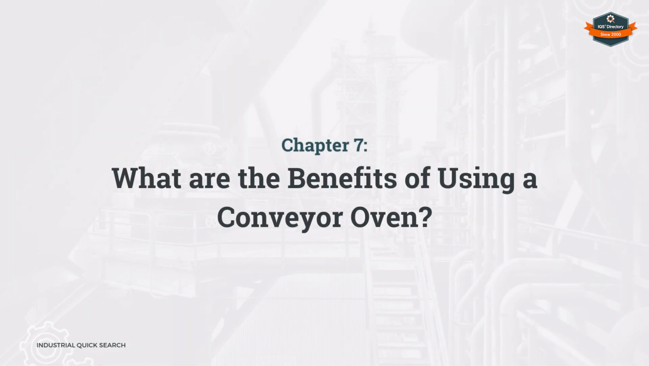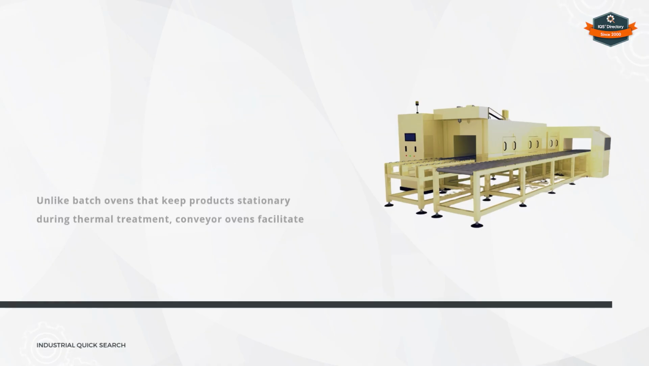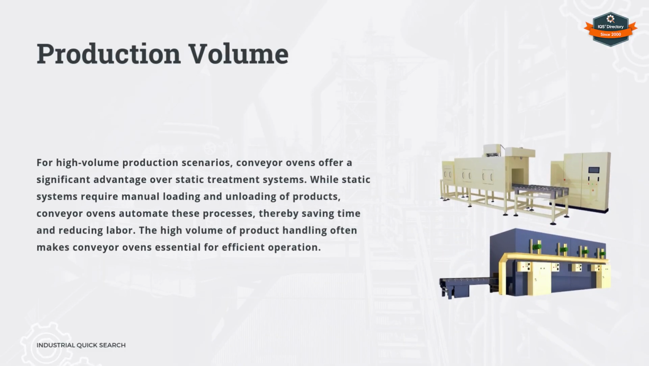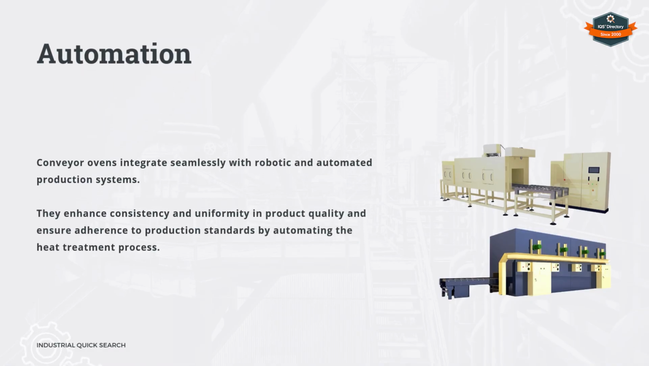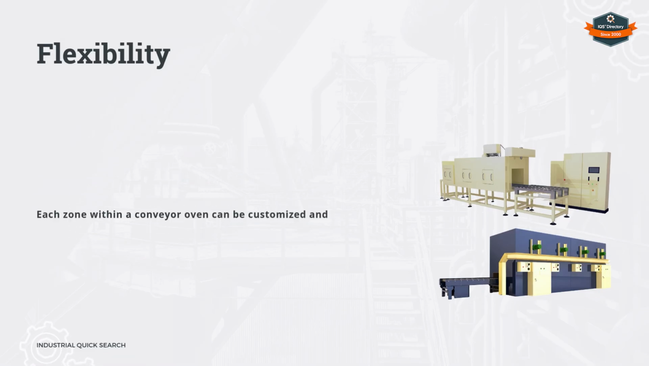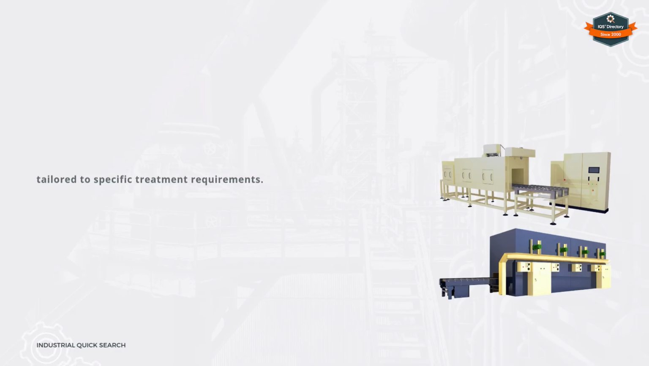Chapter 7. What are the benefits of using a conveyor oven? Production volume. Automation. Flexibility. Temperature.